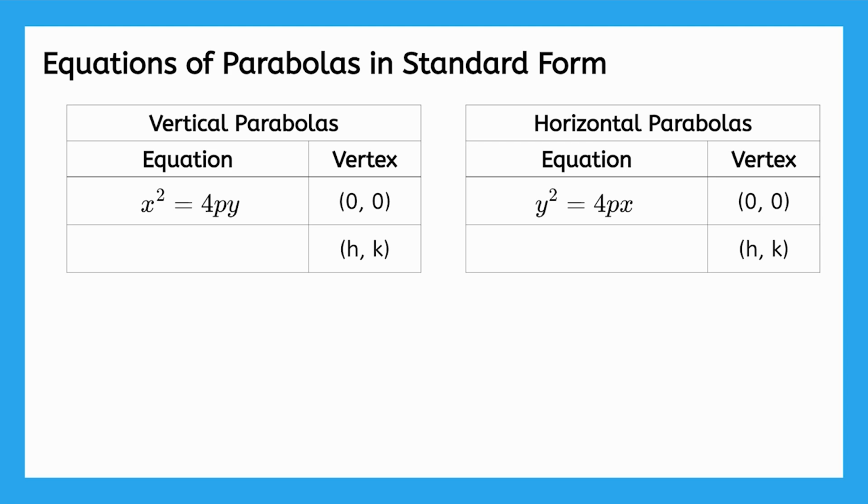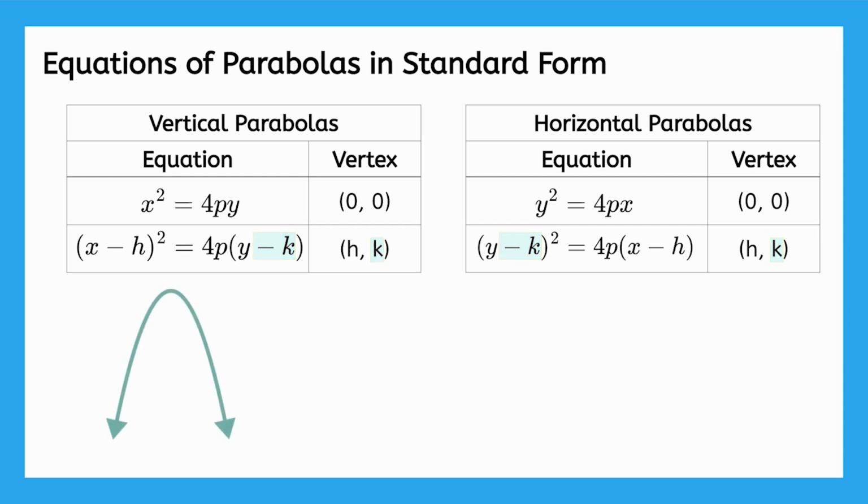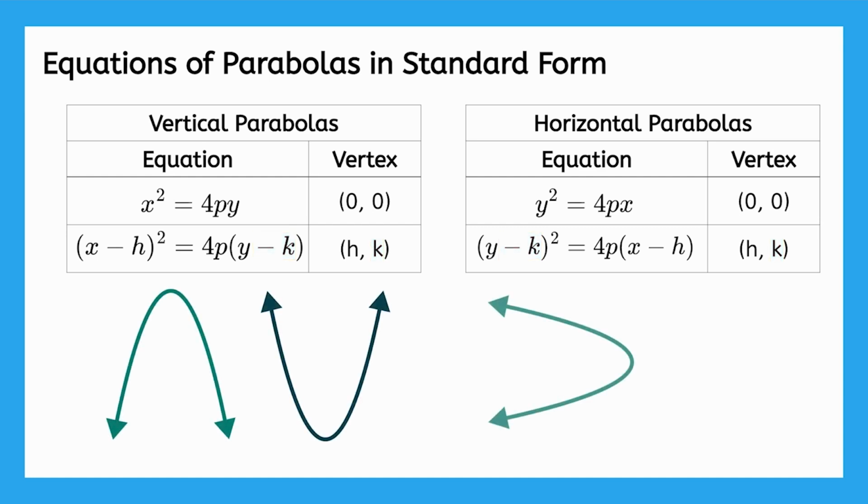Just as we can see the center of a circle in the circle's equation in standard form, a parabola's vertex appears in its standard form equation. Whether the parabola is vertical or horizontal, the value subtracted from x indicates the x-coordinate of the vertex, or h. And the value subtracted from y shows the y-coordinate of the vertex, or k. Using these equations in standard form, we can graph both vertically and horizontally oriented parabolas.